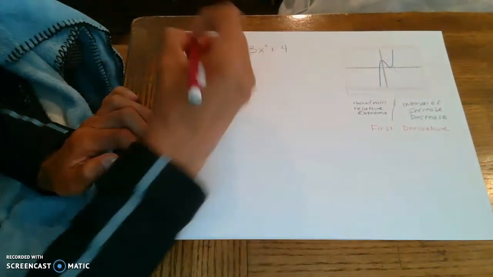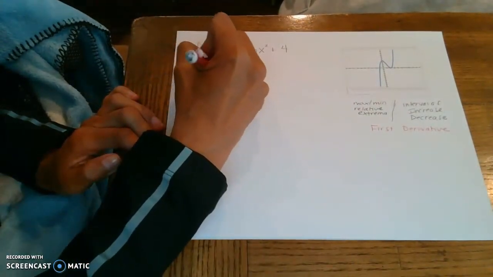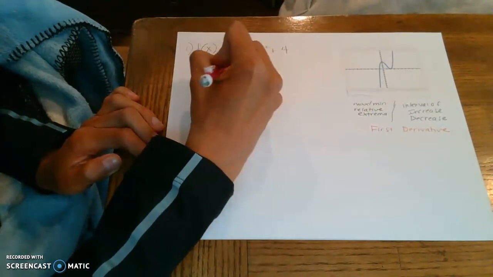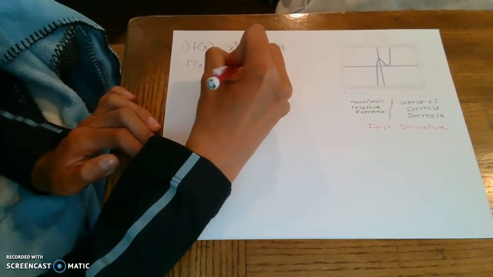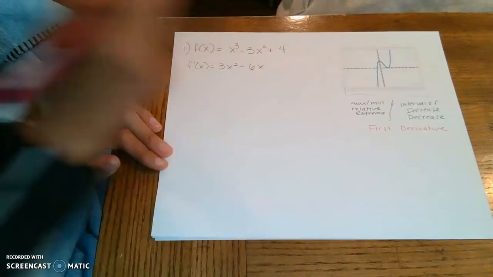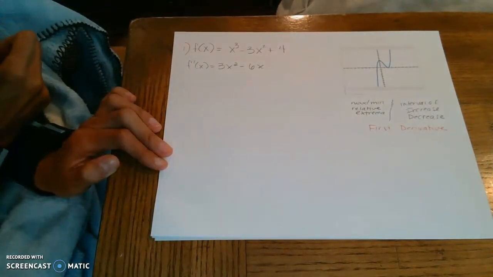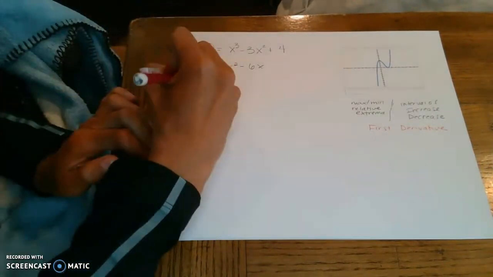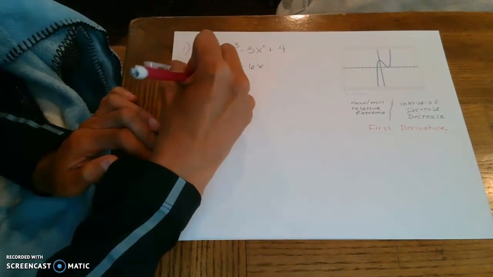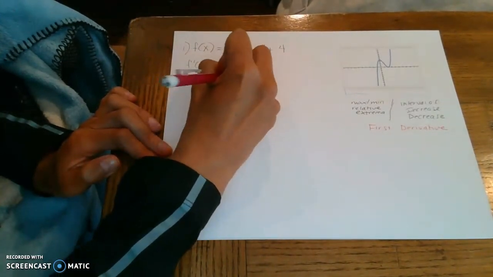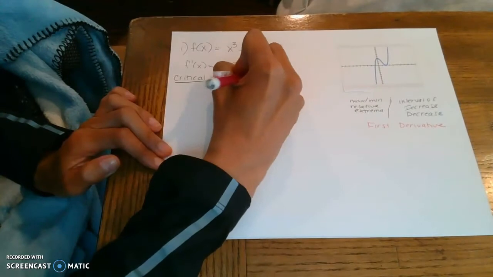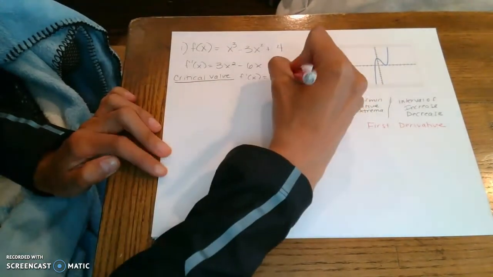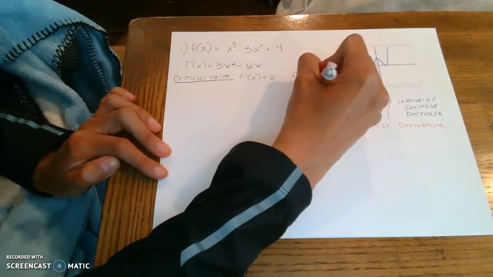So let's get started. Here comes the first derivative. This is just going to be done by power rule. So 3x squared minus 6x, and the derivative of 4 is 0. So our next step is to find the critical values. How do I find that critical value? I ask, does the first derivative equal 0 or is the first derivative undefined?